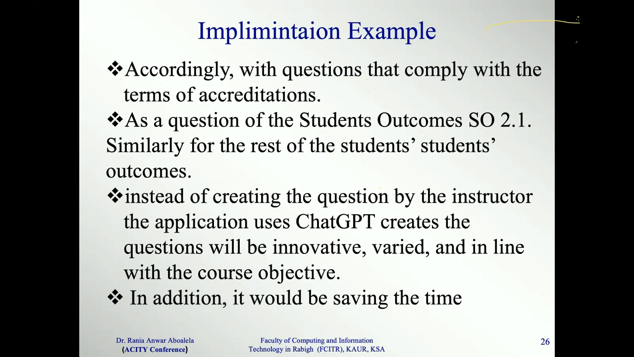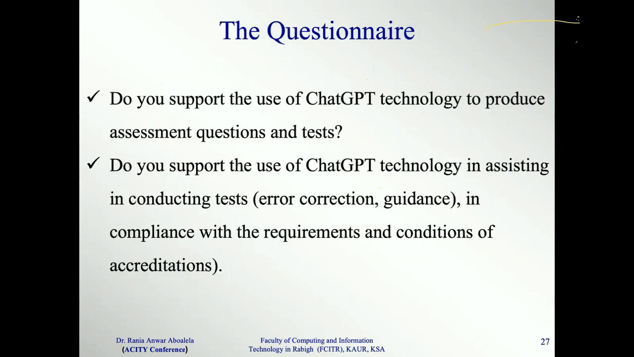Instead of the instructor creating the questions, the application uses ChatGPT, and the questions created will be innovative, varied, and in line with the course objective. In addition, it would save time. Yes, it will save the time of the instructor for sure, and this application could also correct the questions built by the instructor.